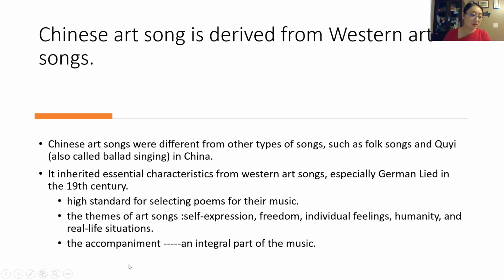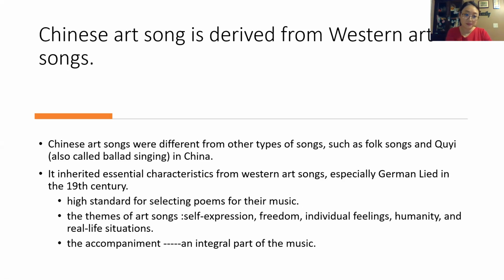Here I listed the three primary characteristics of Chinese art songs. First, Chinese composers established a high standard for selecting poems for their music. So some are poems directly chosen from famous and renowned poets. The music composition was primarily meant to express poetic temperament and literary aesthetics, like the one you just heard, which was chosen from a master poet of the Song Dynasty. His name is Su Shi.